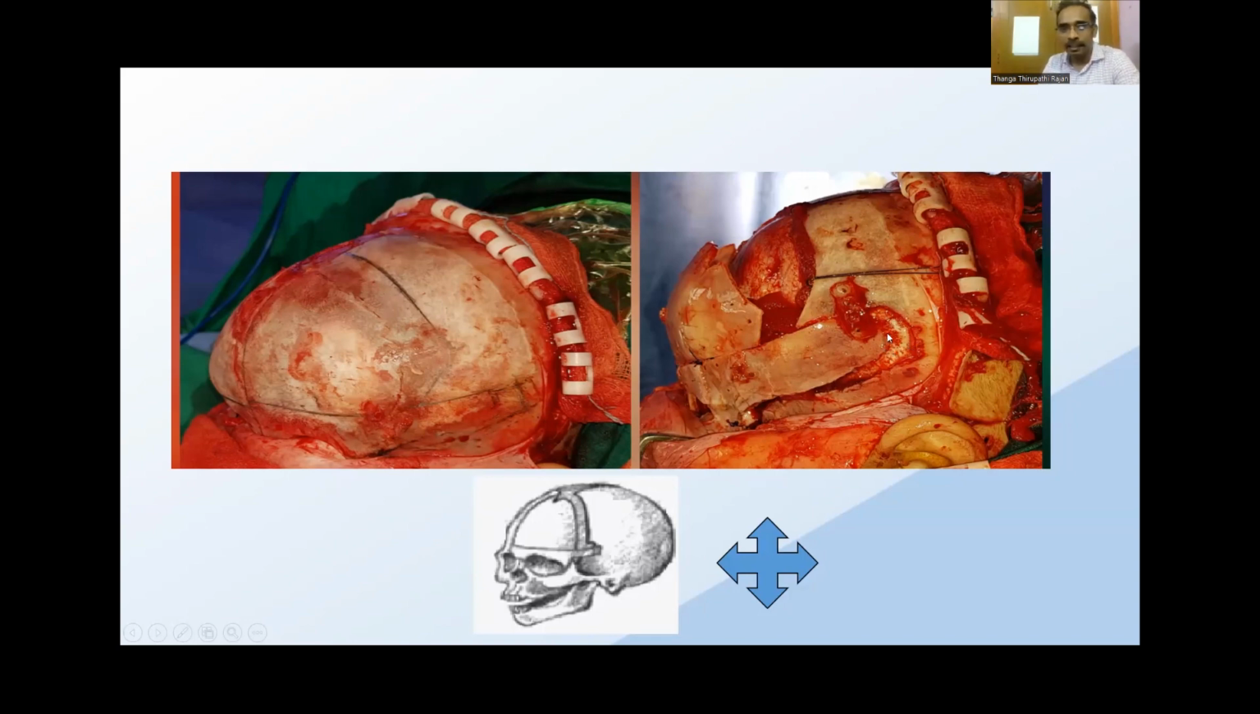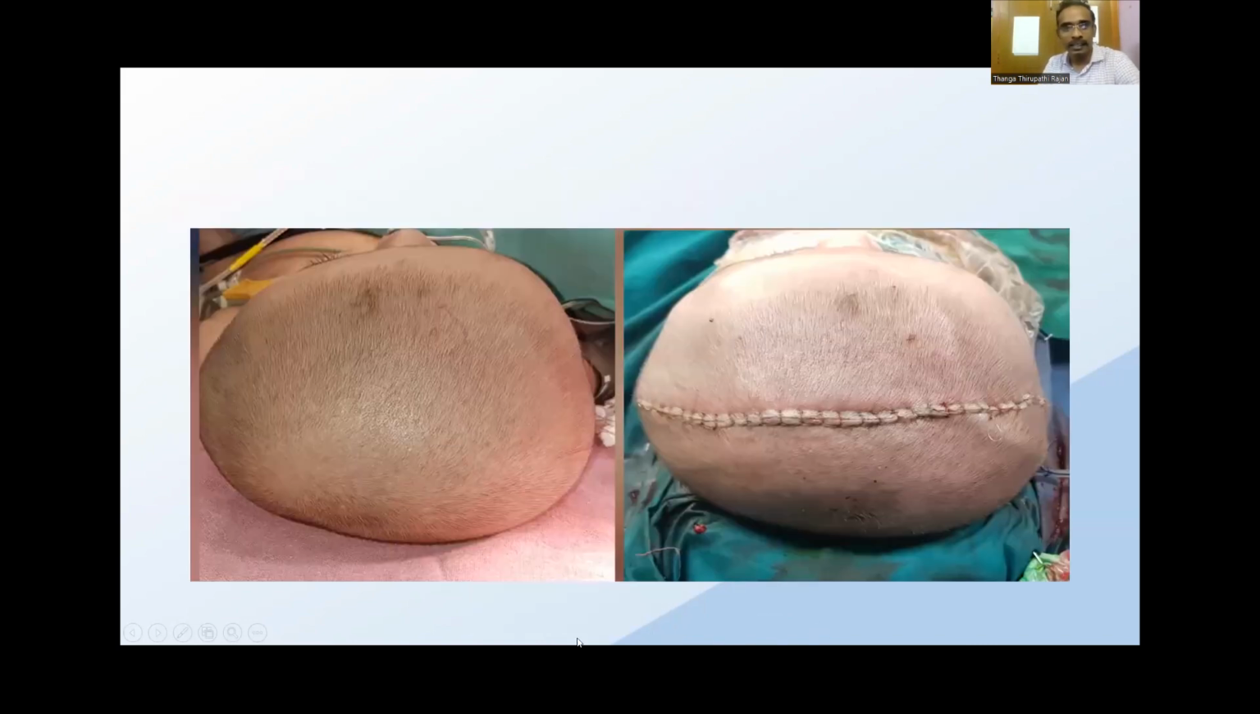How many centimeters we have advanced, how much correction angle we required, forward angle, everything we are able to achieve satisfactorily. And this is after closure. You can see the pre-op picture. This is the affected side, and this is the immediate post-op picture. The correction is immediately visible.